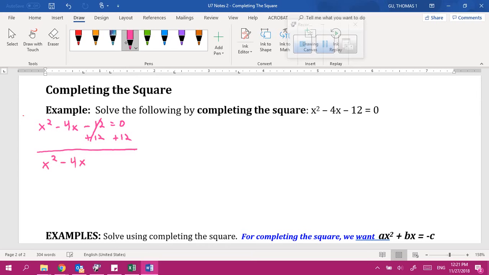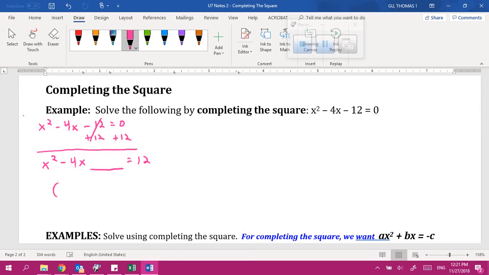minus 4x, and then leave yourself that space, because we're trying to see how we complete the square. Equals 12. And now once we get to this step, remember we're going to do exactly what we just did. We're going to complete the square.